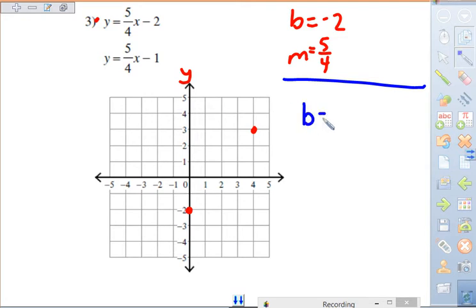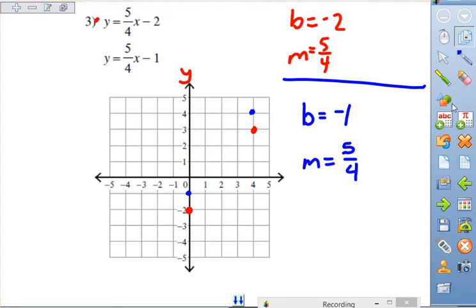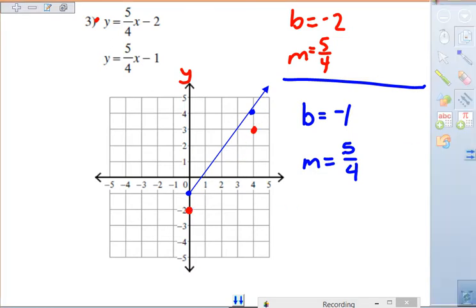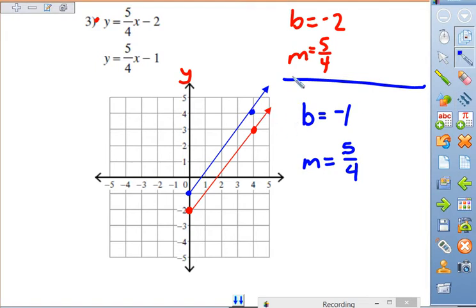My second line has a b value of negative 1, and my slope is also 5/4. So that means I'm graphing down here at negative 1, and I'm going to count up 5, forward 4. I don't see anything interesting yet, no intersection, so what I better do is connect my dots. And it's looking like my 2 lines are never going to touch because they are parallel.